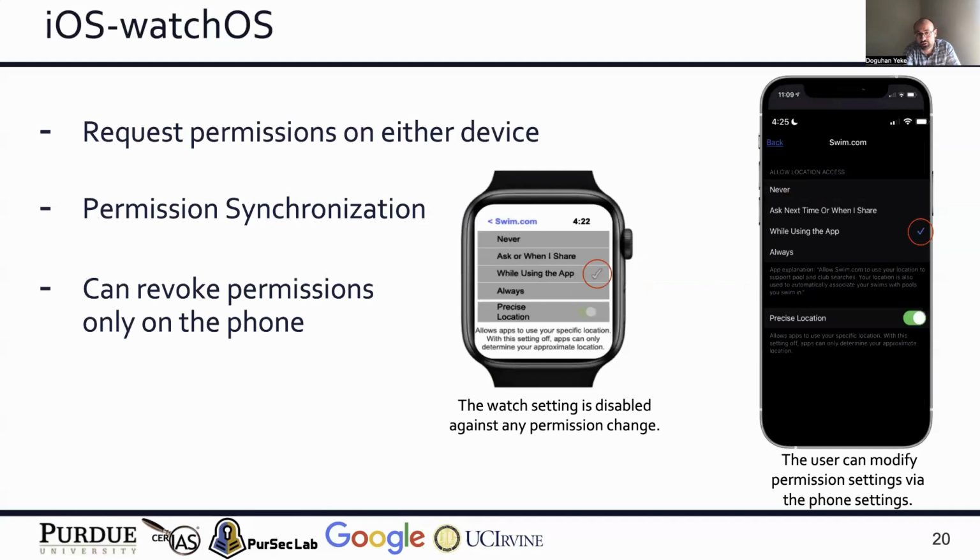In terms of revoking the permissions, the user can only revoke this permission on the phone. As you see, it is disabled on the watch, but the user can enable this on the phone.